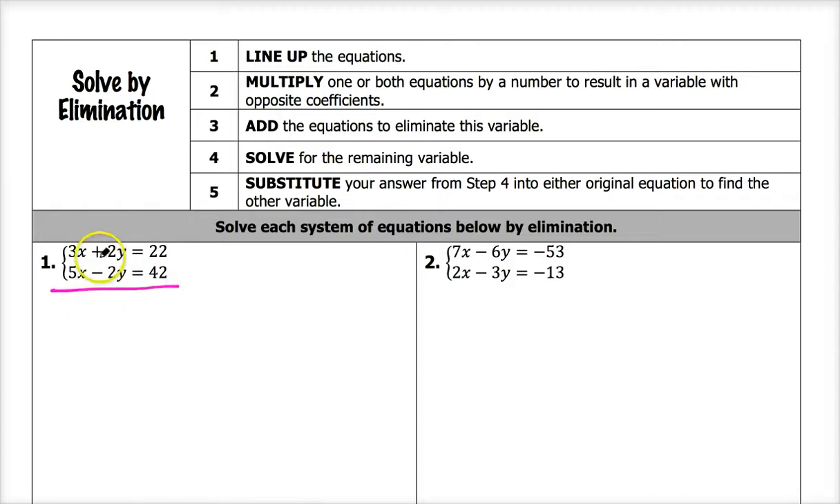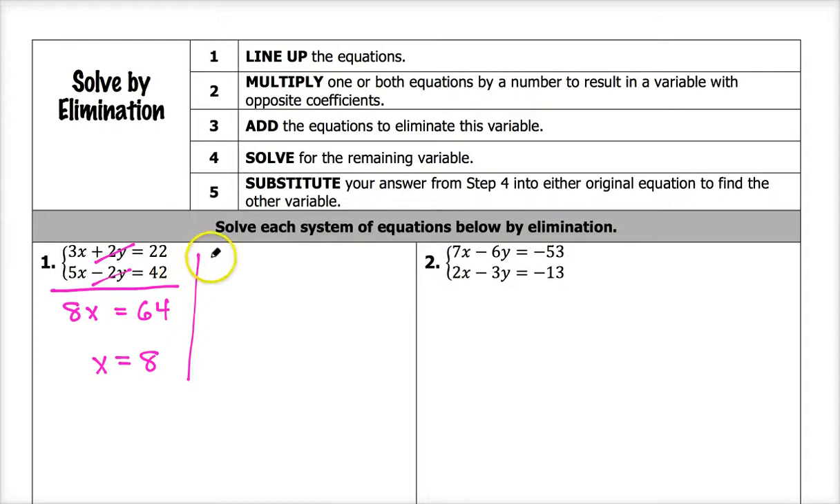And so if we add these two equations together, 2y and negative 2y will cancel each other out, and we get 8x equals 64. So now I can just solve this equation, 8x equals 64, and I see that x is equal to 8. Well, once we have our first variable, we then substitute that answer back into one of the original equations to get the second variable.